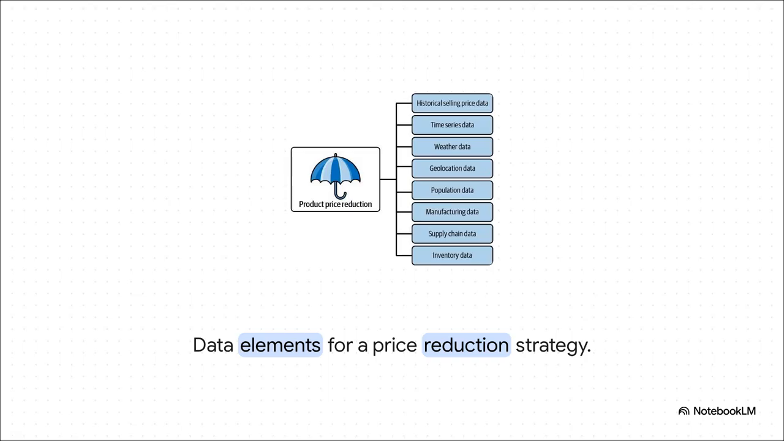It's wild how that single objective just explodes into multiple data requirements. Aside from historical selling price, suddenly you need weather data to track rainy seasons, geolocation data, population density, and even supply chain inventory data just to see if you can meet that new demand.